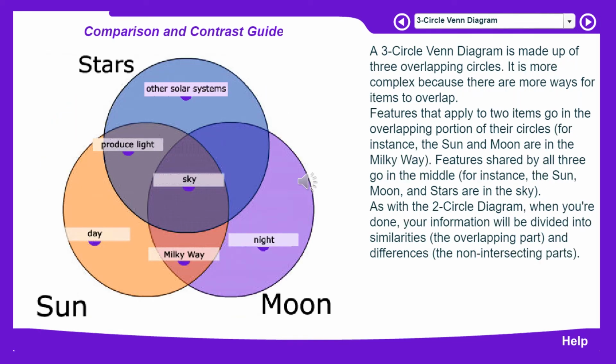This three-circle Venn diagram is made up of three overlapping circles, which means you're comparing and contrasting three separate things and seeing what similar things they share.